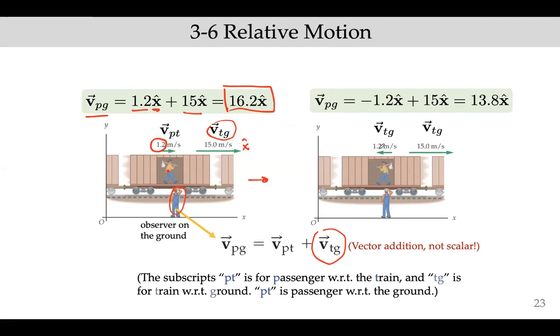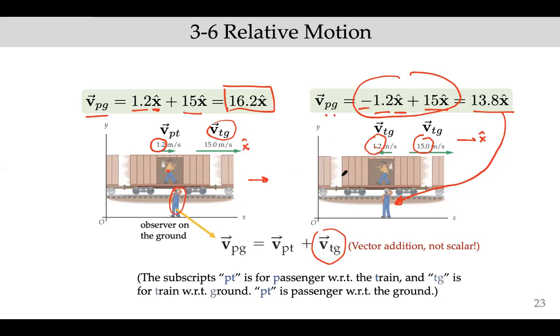Now, what happens if this person moves in the opposite direction? Well, this is 1.2, but it's in the negative x hat direction, so you have to add a negative sign here. And then the train direction is again in the positive x direction, so you would write 15 x hat. Now if you add these up, it will be 13.8 x hat. This is what the observer on the ground would see, the velocity of the passenger with respect to the ground.